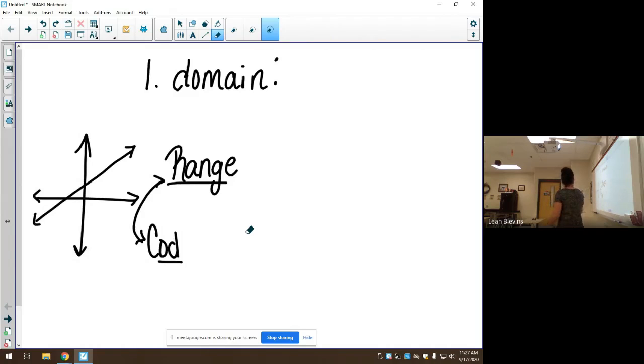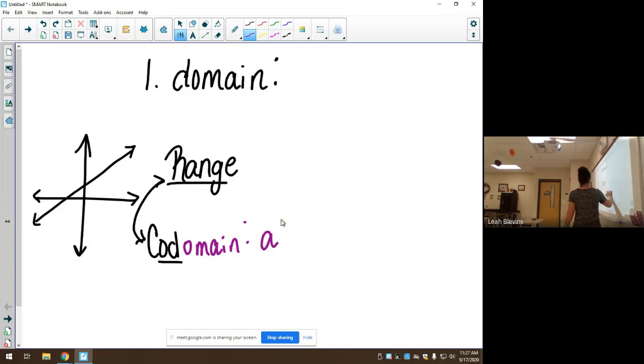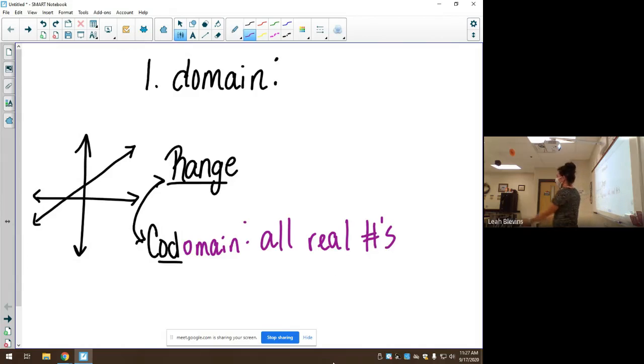Looking at this function, it asks us to identify the domain, the range, and the codomain. The thing to remember with codomain, it's probably the most confusing, but the codomain is always all real numbers unless stated otherwise. You can plug it in. And if it's not this, then it will say what it is, so then you can write whatever it says. It's either exactly what they tell you, or it's all real numbers and you don't even have to think about it.